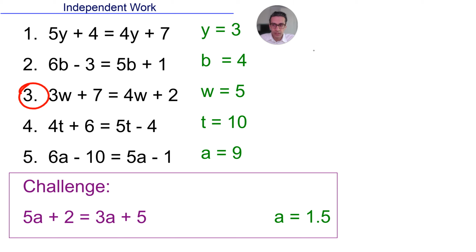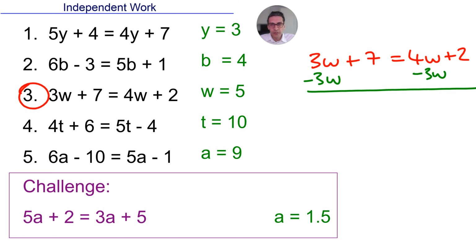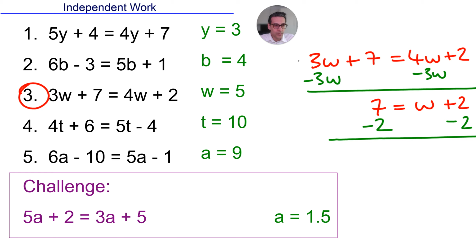So let's write this out here. 3w plus 7 equals 4w plus 2. Take away the smallest unknown, so let's take away 3w, take away 3w. That gives me 7 equals w plus 2, and then we're going to isolate w by taking away 2 from both sides. So that gives me 5 is equal to w, which is our answer here.